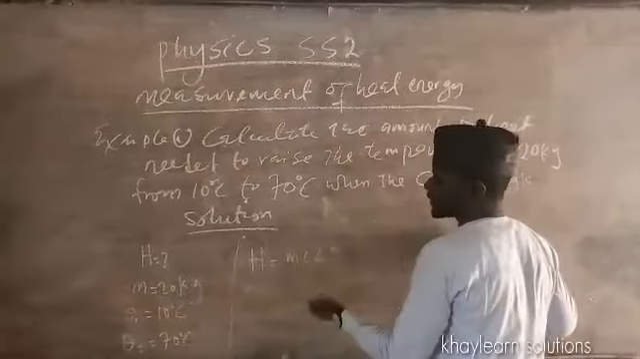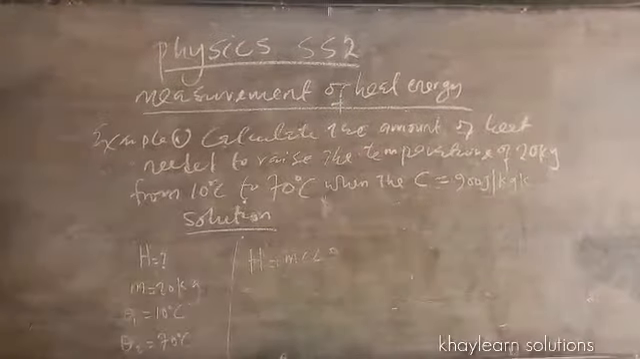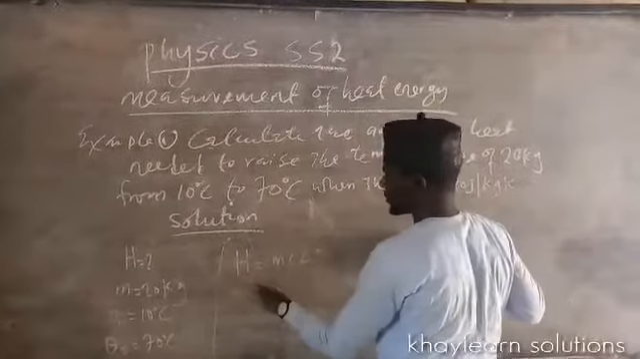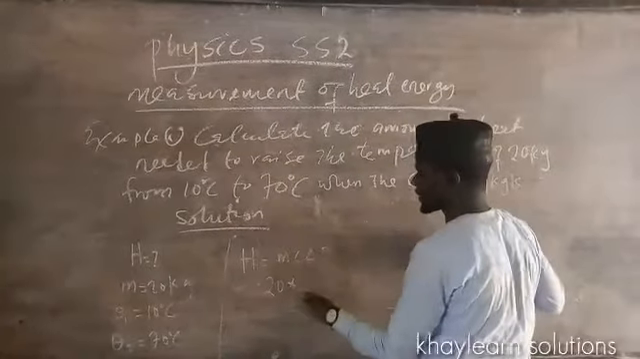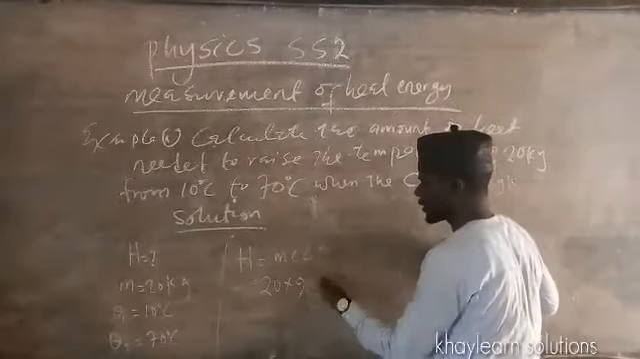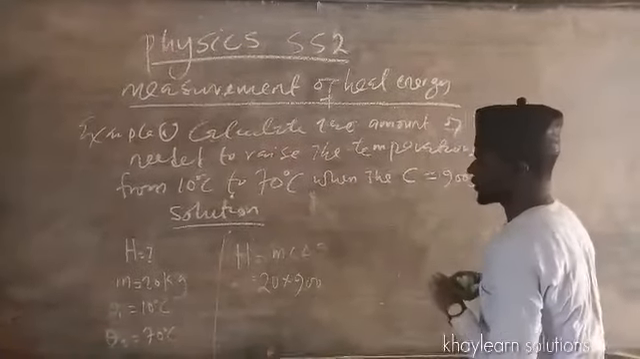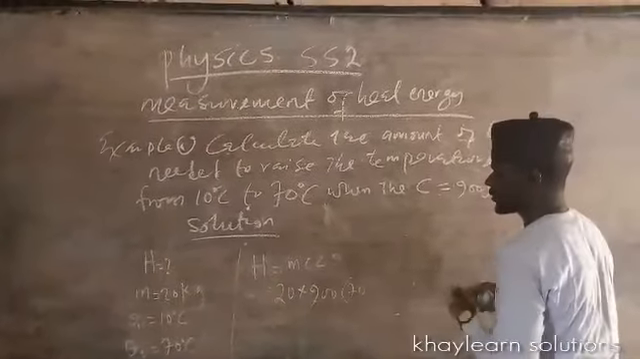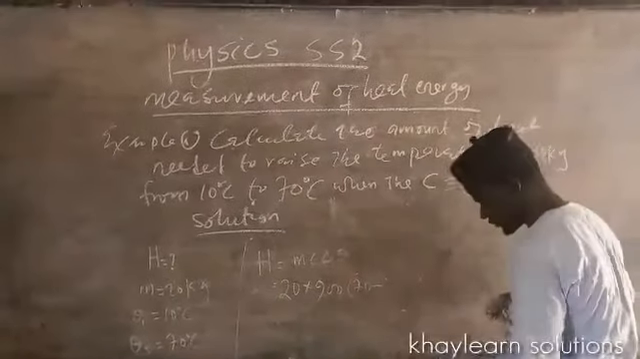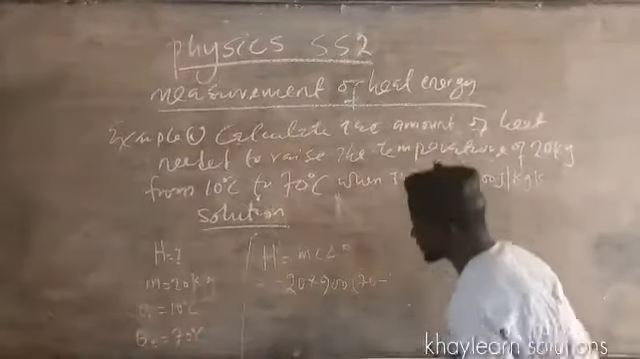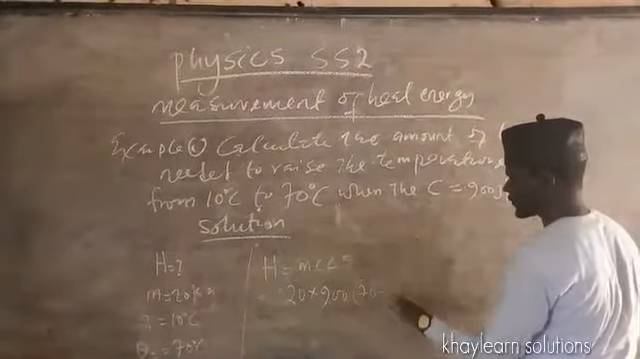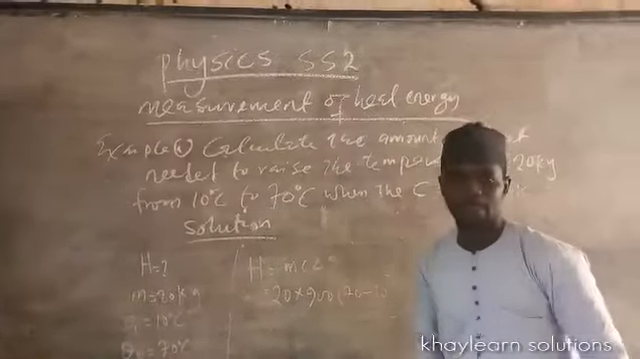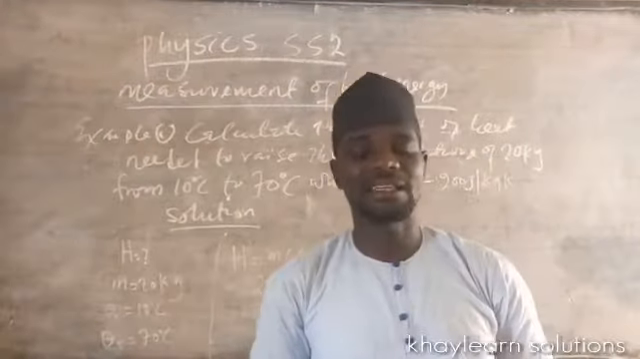Now what we have is the mass is 20 kg. The specific heat capacity is 900, and the change in temperature will be 70 minus 10. Now use your calculator. Whatever you get here is the final answer.